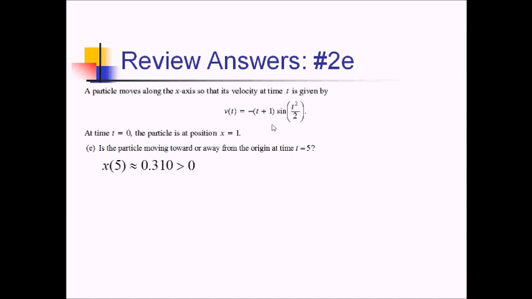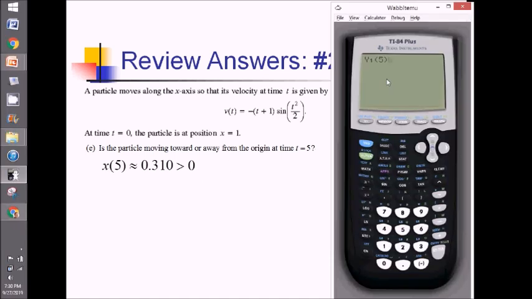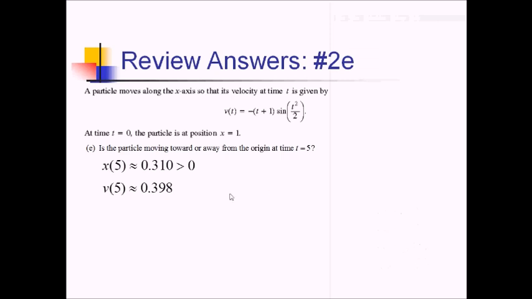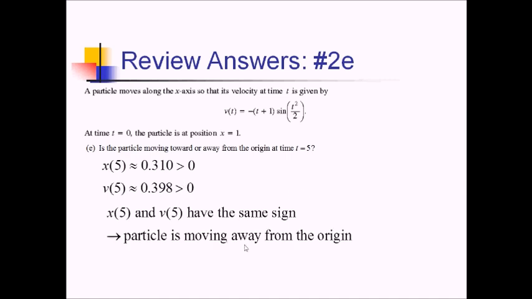For that, I need velocity at time 5, which I can quickly find on the calculator. Since I stored my velocity function as y1, I can just do alpha trace y1 and then open a parenthesis and put 5 in, just like plugging a number into a function. And that comes out to about 0.398, which is also positive. So we have the same sign for x of 5 and v of 5. Since we are on the right side of the origin and moving to the right, since these agree essentially, that means I'm moving away from the origin.